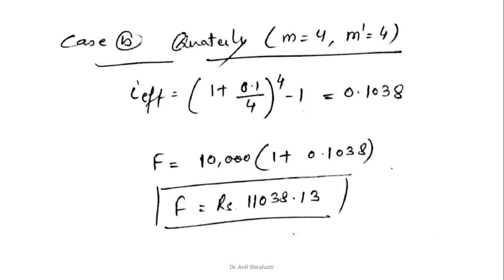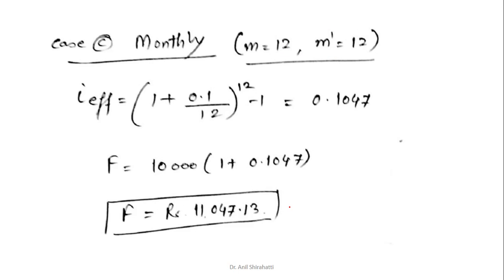Now if the interest is compounded quarterly, how many quarters are there per year? 4. Okay, and we are again substituting 4, again 10%, and we get around 10.38%. So here the effective interest rate is 10.38%, and if we substitute into the future sum, F is equal to P into 1 plus I effective raised to n, I get this equation, and the amount is 11,038 rupees.